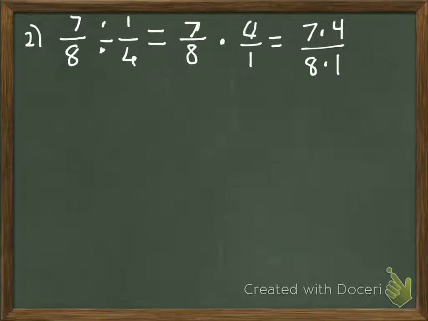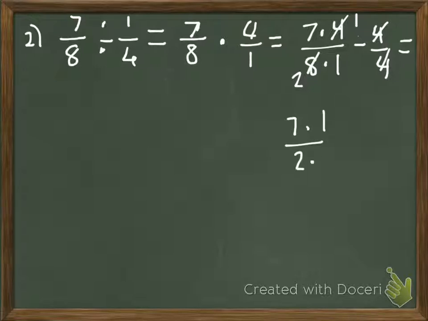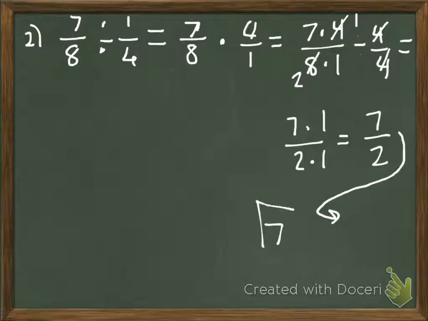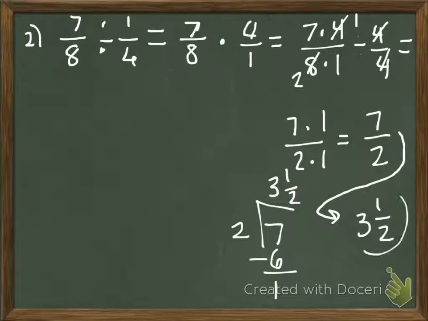We can see a common factor to divide out would be 4/4, because 4 divided by 4 is 1. 8 divided by 4 is 2. Okay, let's rewrite what we have. We now have 7 times 1 over 2 times 1, which is 7/2. And that's improper. That's good for now, but we also need to make sure that we can take it to a mixed number. So that is 7 divided by 2. 7 is divided by 2 3 times, with a remainder of 1, the 1/2, so we get 3 1/2.